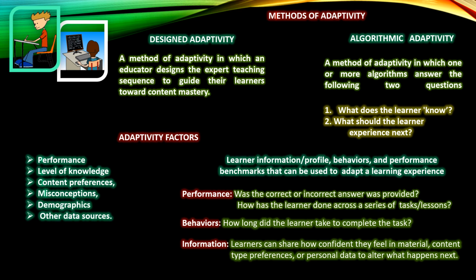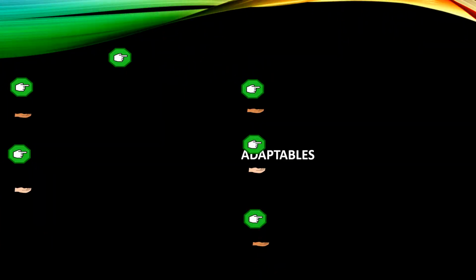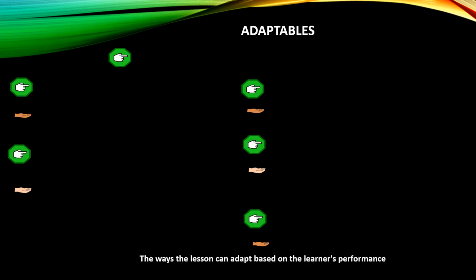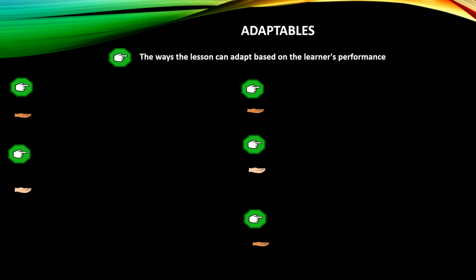Information. The learner can share how confident they feel in the material, content type preference, or personal data to alter what happens next. Adaptables. These are the ways the lesson can adapt based on the learner's performance.